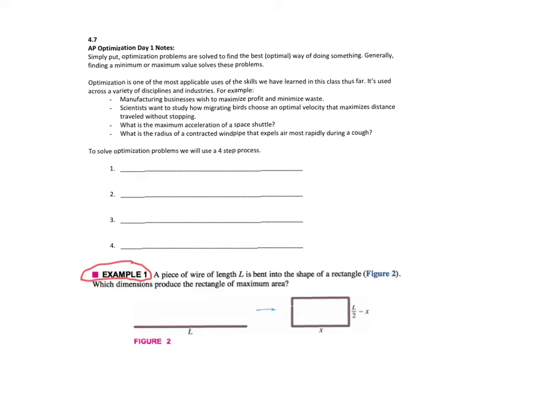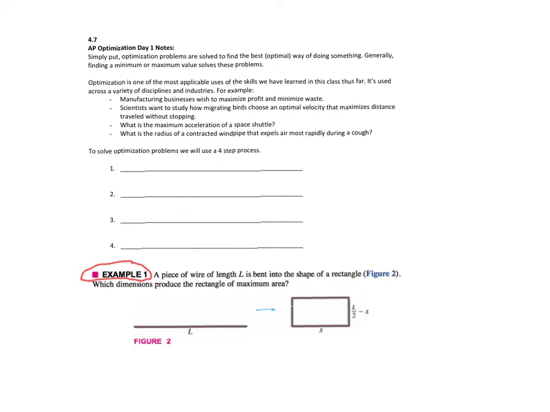4.7 is optimization. This is the last section that we cover technically in Chapter 4. 4.9 moves on to Chapter 5. So optimization allows us to figure out the best case scenario in any given situation. It uses the first derivative in order to figure out a maximum or a minimum for a scenario. Okay, so there's 4 steps in this process.